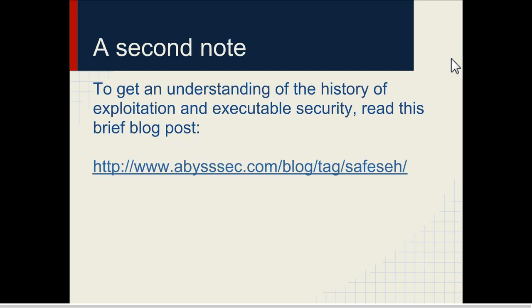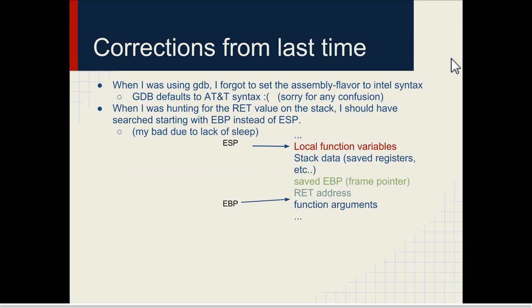A second note is that later in this lecture, it may happen next time, because we may not get to it, it's a long lecture today, we're going to go through a ton of security mechanisms that were introduced to secure executables. Now, they're all introduced for various reasons, and this blog post gives a pretty good history of when they were introduced and why, and what the common exploits were at the time, and why they were introduced to combat them. So it gives you a pretty good picture of what has happened and why.